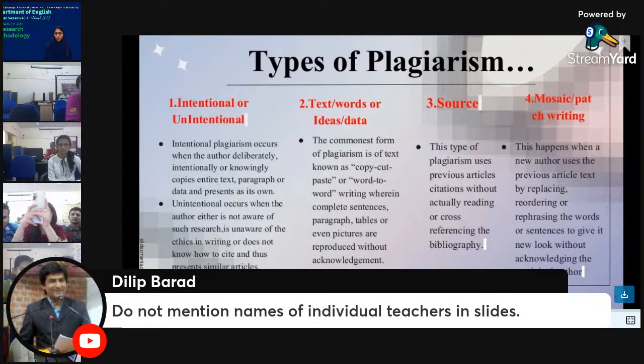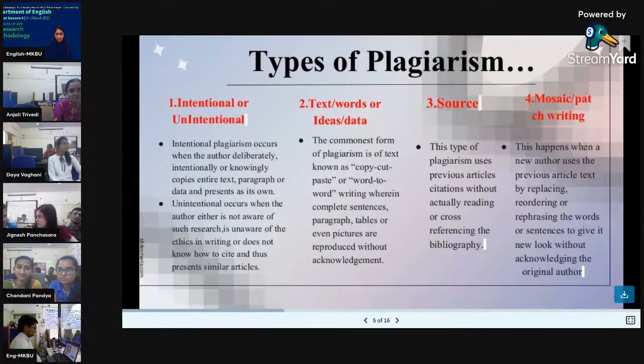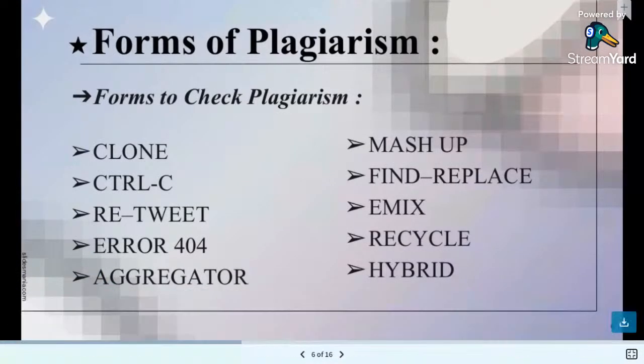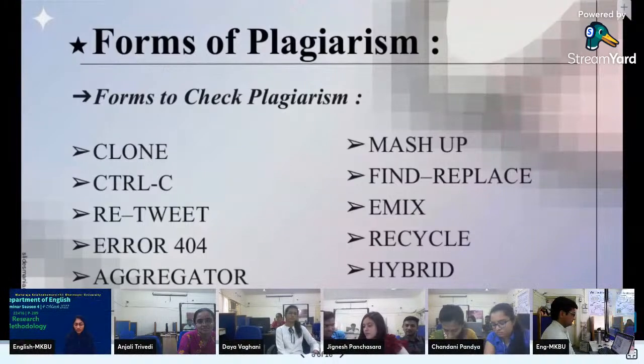Here are the types of plagiarism. I'm not repeating this, because we all know plagiarism is a part of cheating. Today I'm discussing the forms of plagiarism: the clone, control C, retweet, error 404, aggregator, mashup, find and replace, remix, and recycle. Here I mistook recycle and hybrid.